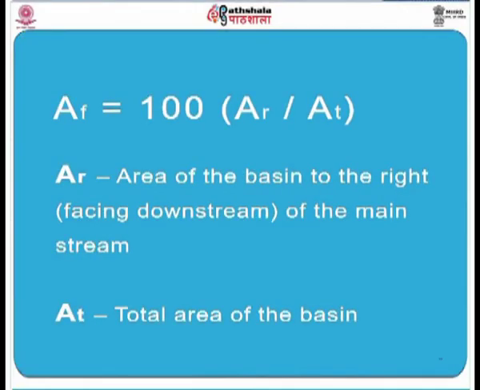The asymmetry factor can be calculated by comparing the area of the total basin with the area of the basin on the right hand side of the main stream. This is given by the formula A equals 100 multiplied by AR, that is the area of the basin to the right of the main stream, divided by the total area of the basin. If A is 50, then the stream network is flowing in a stable area and the basin is perfectly symmetric.